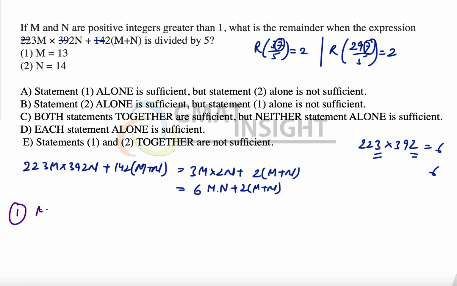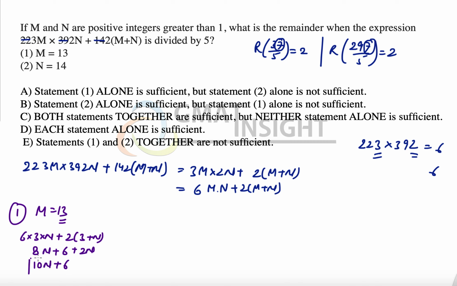The first statement says that m is equal to 13, which means if we start substituting the value of m equal to 13 over here, whether we substitute 13 or we just substitute 3, I think that's absolutely fine, because you must have understood, we are calculating only the unit digit and the unit digit of the number matters for calculation of unit digit. So now this expression reduces to 6 multiplied by 3 multiplied by n plus 2 multiplied by 3 plus n. So that becomes 8n plus 6 plus 2n, and that becomes 10n plus 6.